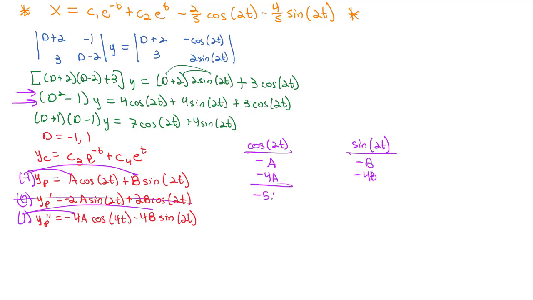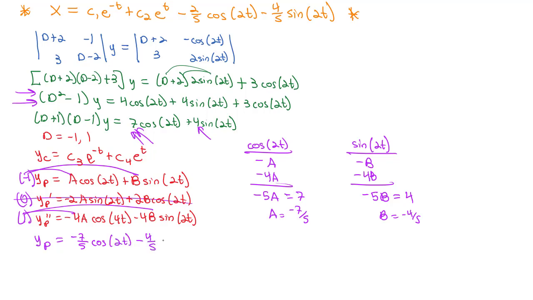Which means total we have negative 5a on the cosines, but we want 7, so it equals 7. A is equal to negative 7/5. On the sine, we've got negative 5b. We want 4 sines, so b is equal to negative 4/5, which tells us that y particular is equal to a, negative 7/5, cosine of 2t, plus b, which is negative 4/5, sine of 2t.